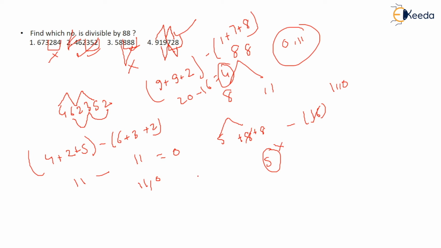Otherwise what you do in examination, you do like this: individual number by 11, then you will check for this, then this, then this. Then how much time you will take for such a question? 5 to 8 minutes. With this you can find out within 1 minute. Let's see the next question.